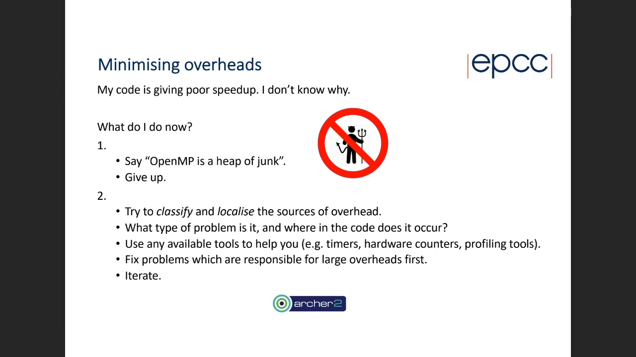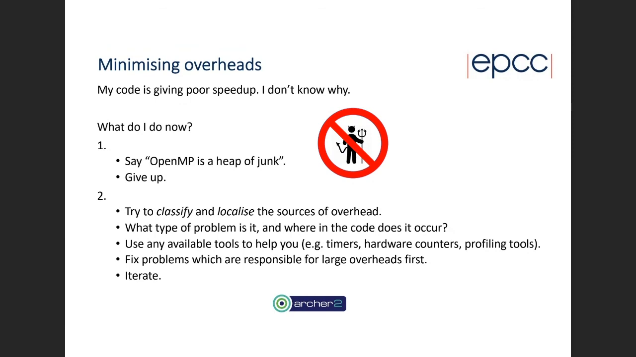Okay, so let's just back off a little bit and think about broader strategic things here. How do I go about minimizing overheads? I'm in this situation where my OpenMP code is giving poor speed up, and I don't know why. So, what do I do now? Well, I hope I can convince you not to say OpenMP is just a heap of rubbish and give up.